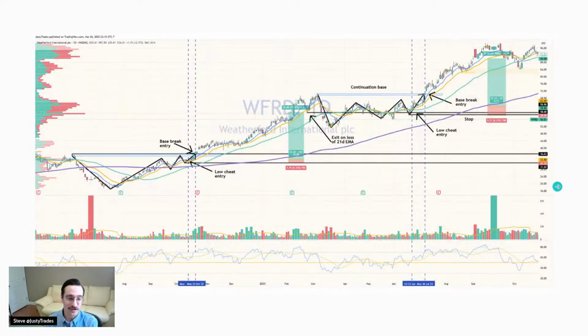So Weatherford here. This is another great example, and it shows that these stocks can continue on the uptrends here. They can reset up in the same stage two expansion phase, and this is what it looks like. Clean volatility contraction pattern. There's our low cheat entry. I'm going to go a little faster because we've talked about this a few times now, and I trust you guys. You guys are competent traders.